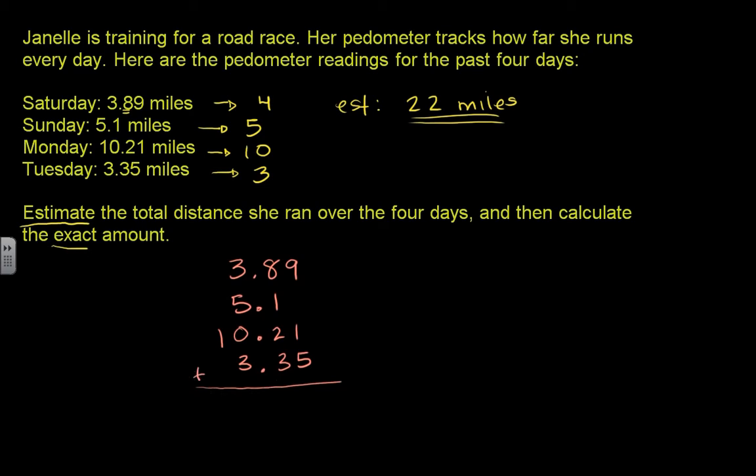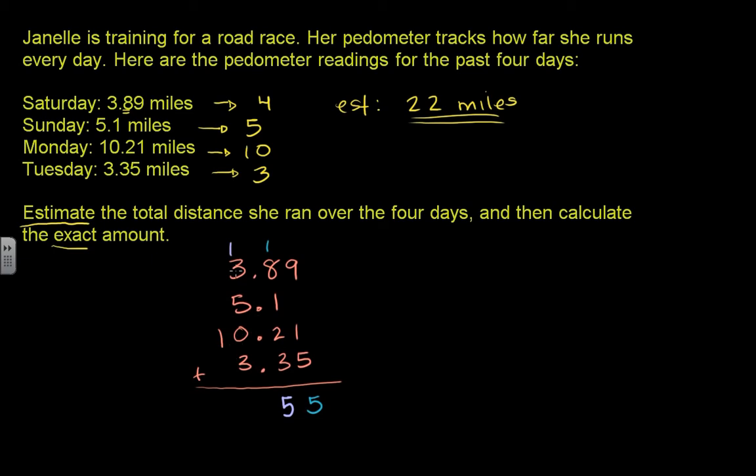Now we'll start in the hundredths place. 9 plus nothing plus 1 is 10, plus 5 is 15. So let's write the 5 and then carry or regroup the 1. 1 plus 8 is 9. 9 plus 1 is 10. 10 plus 2 is 12. 12 plus 3 is 15. Put the 5 down, carry or regroup the 1.